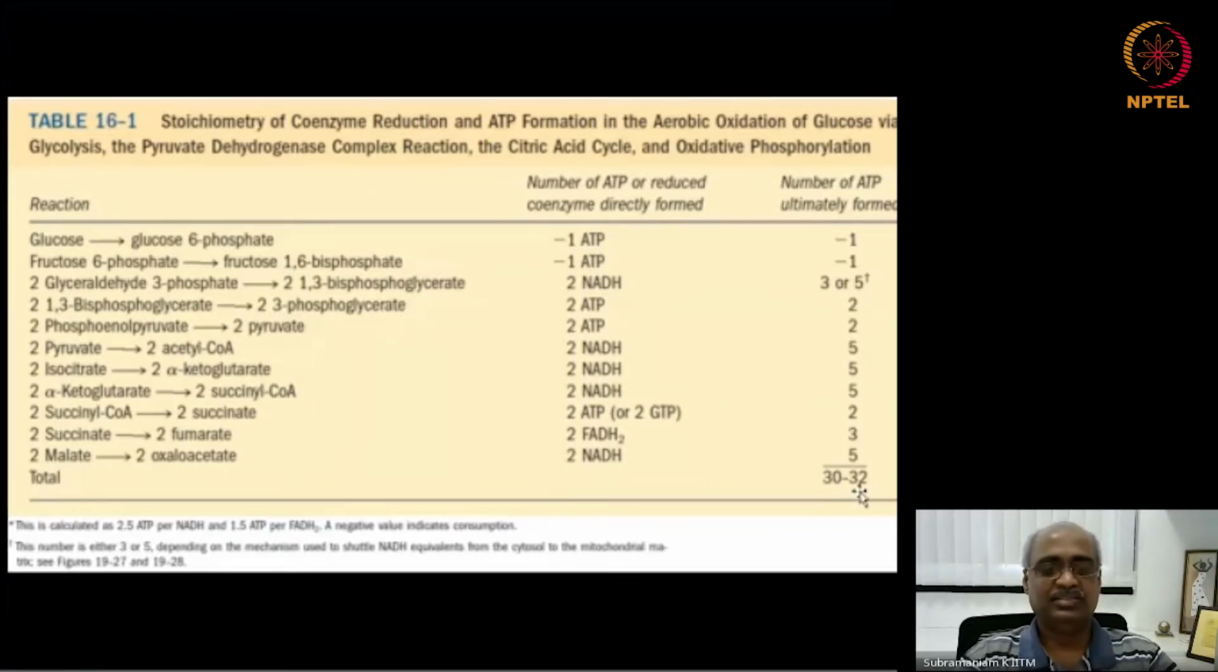Okay, so this is the total amount of ATP available when glucose is completely oxidized to carbon dioxide, and the electrons abstracted are used to reduce oxygen into water molecules. So this is the balance sheet as of now.